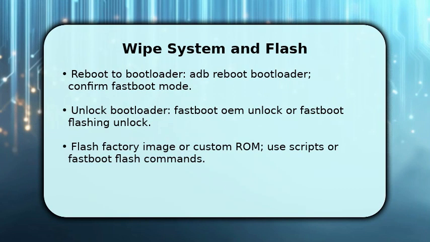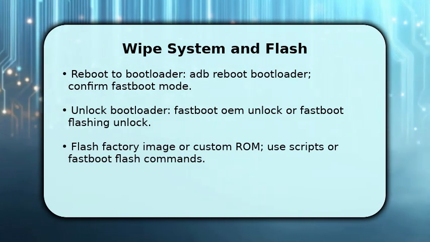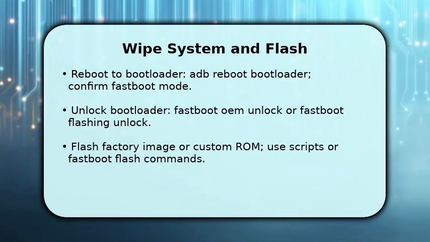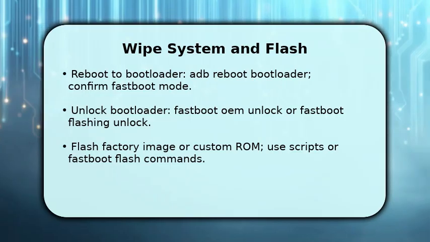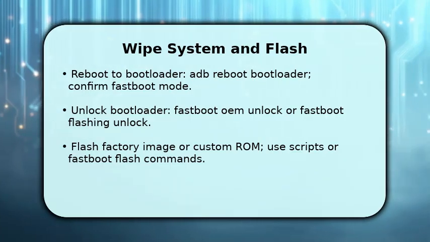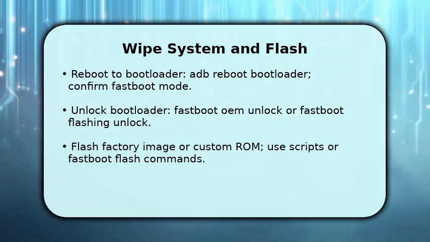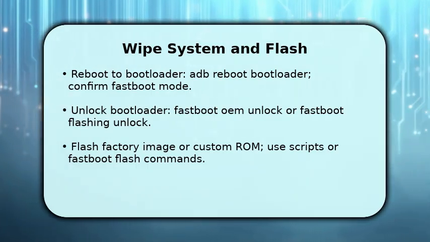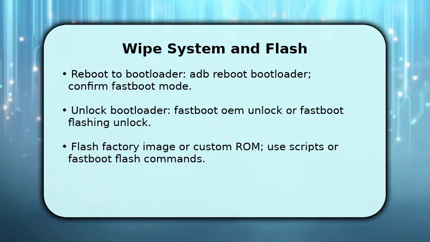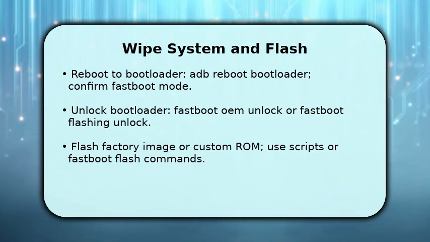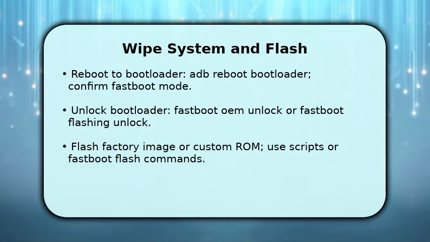You now remove the existing Android system by unlocking and flashing. Reboot to the bootloader with adb reboot bootloader, then run the manufacturer-specific unlock command like fastboot flashing unlock. Unlocking erases user data. Once unlocked, use the factory image flash script or individual fastboot flash commands to overwrite boot, system, vendor, and other partitions. Make sure images match your model. Proceed step by step, and watch for errors after each fastboot command.